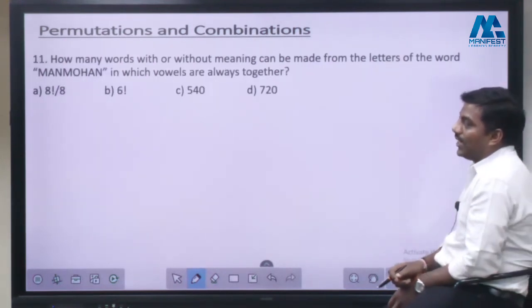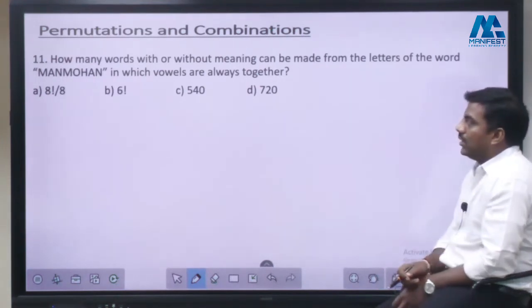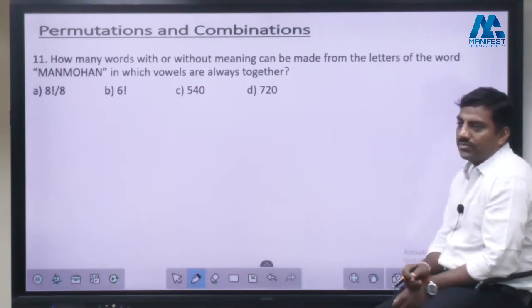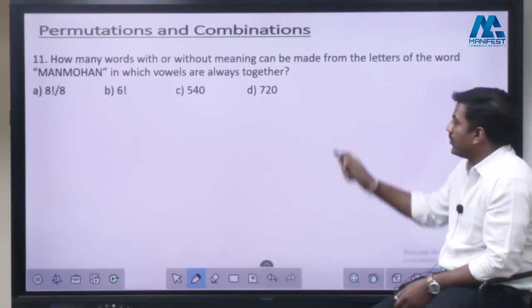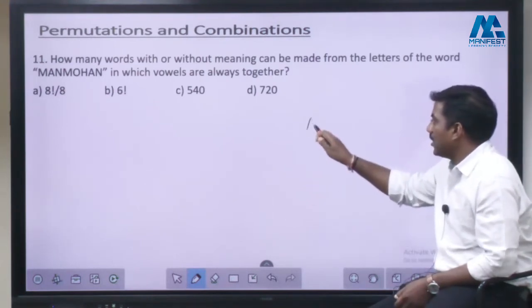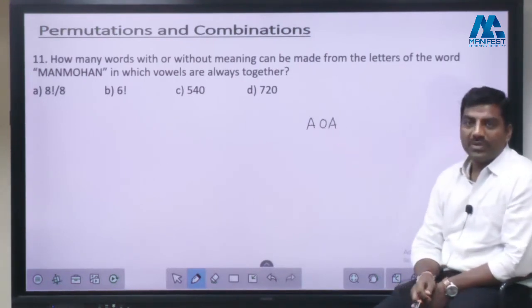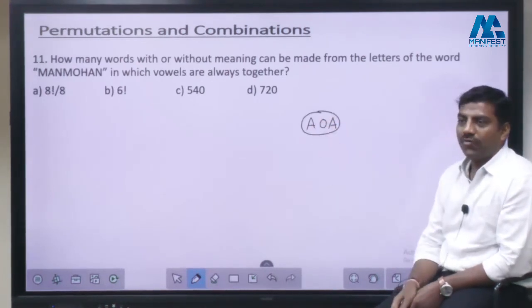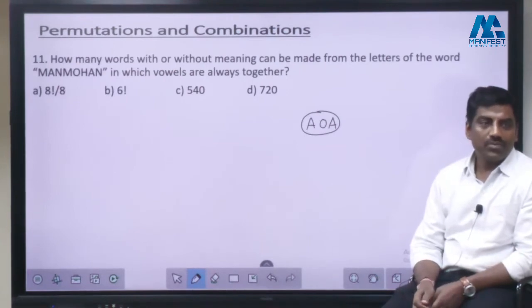Look at the condition here. How many words with or without meaning can be made from the letters of the word Manmohan in which vowels are always together? Which are the vowels? A, O, A. These have to be together. When they give such a condition, make a lot for them. Treat them as one single entity. A, O, A. Treat them as one single entity.